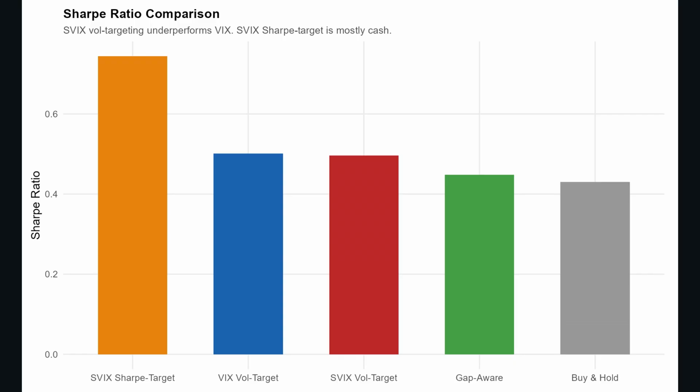precisely zero value. Now, I do see in the data there is one SVIX strategy, the SVIX Sharpe target strategy, that actually hits a significantly higher Sharpe ratio of 0.744. On paper, that looks like a massive win. It looks like a win until you look at how it achieves that number. To hit a 0.744 Sharpe ratio, the strategy requires an average leverage of just 0.316. Meaning the strategy spends its time sitting in roughly 70% cash.